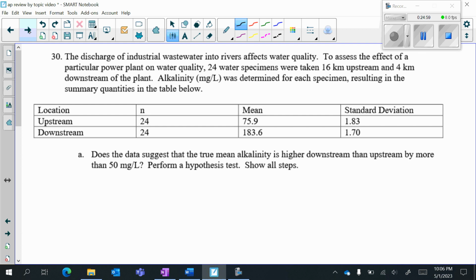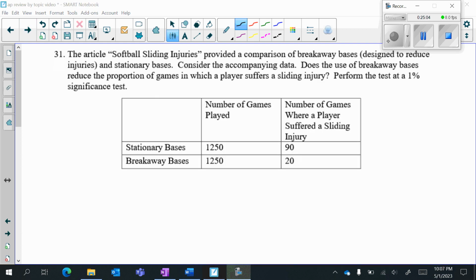Moving on. Number 30. Let's actually move to 31 because I want to move to 2 proportions. So this was talking about softball sliding injuries based on using the breakaway bases, which are the ones that kind of slide away by Velcro, versus just bases that are anchored into position. So we have some data, and it says, does the use of the breakaway bases reduce the proportion? So look, guys, it says proportion. Write that down. Of games in which a player suffers an injury. So we have proportion of games that they suffer an injury.